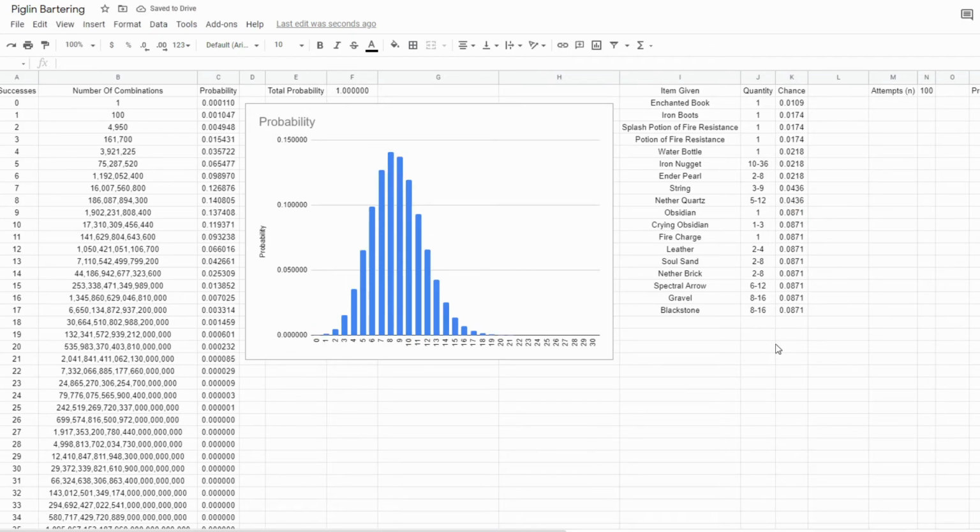This looks very much like a normal distribution, doesn't it? It looks like a bell curve. Very unlikely in 100 trials that you would get 0 successes, and very unlikely that you would get 20 or more.